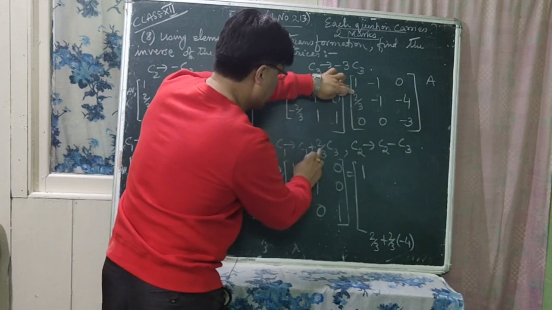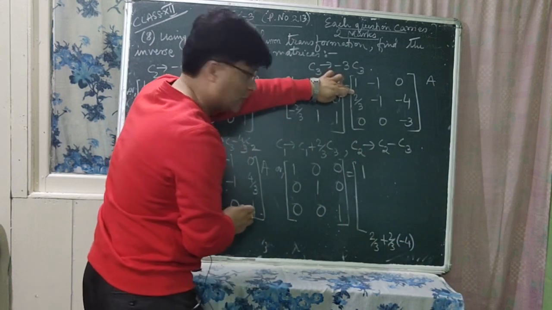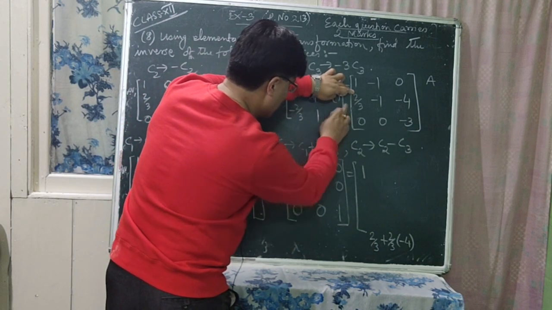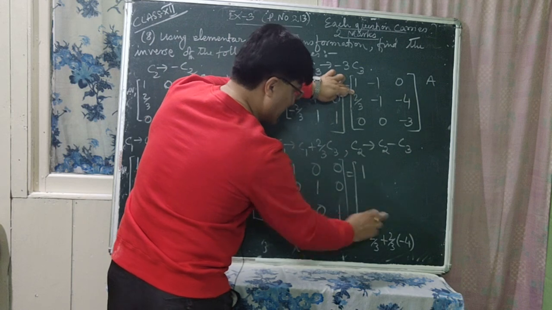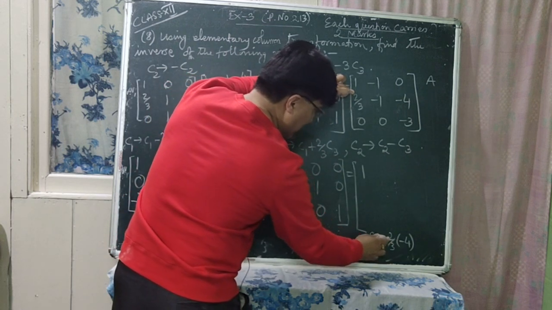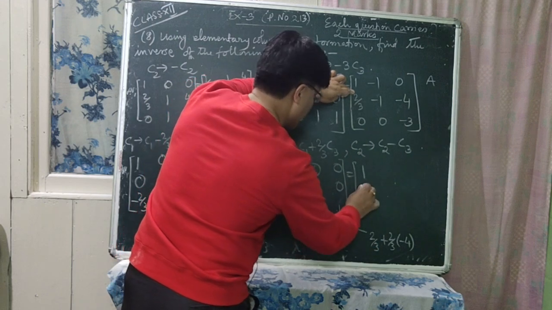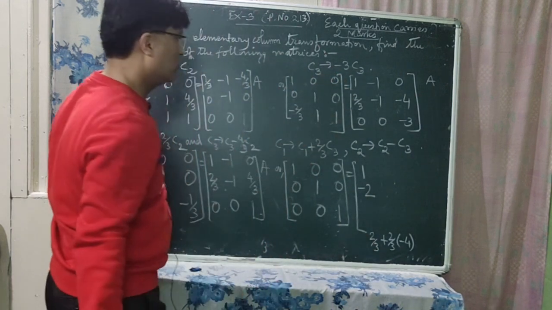Here C1 is 2 by 3, C3 is minus 4. Is that clear? So it is 2 by 3 plus C1 is 2 by 3 plus 2 by 3 into C3 is minus 4. So it is minus 8 plus 2, minus 6 by 3 is minus 2. So it is minus 2.